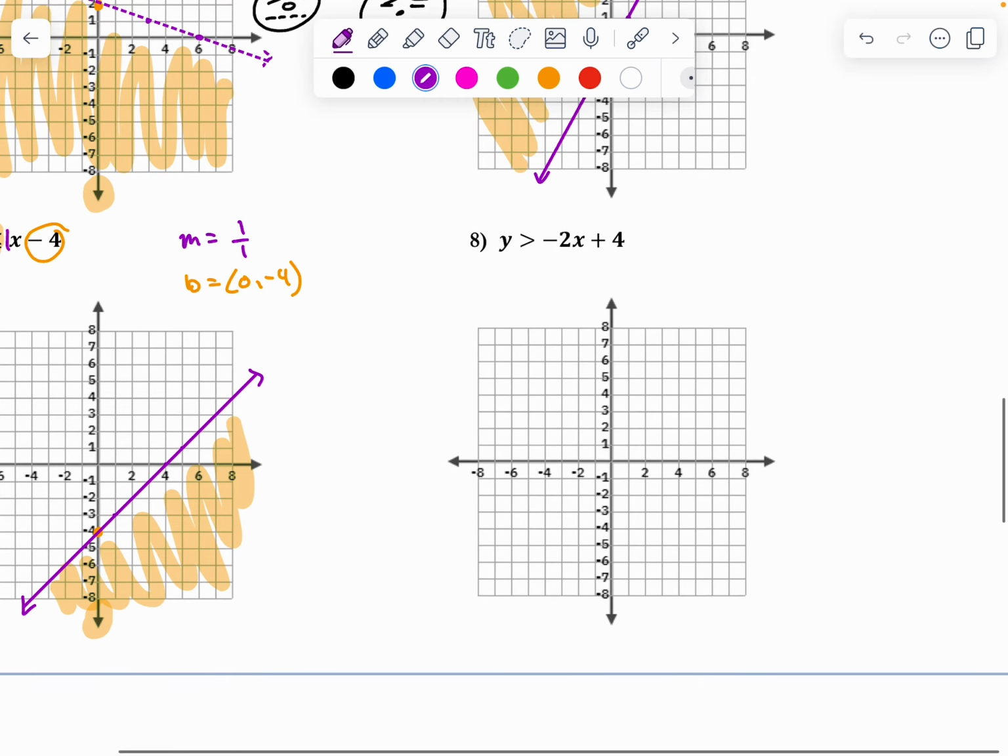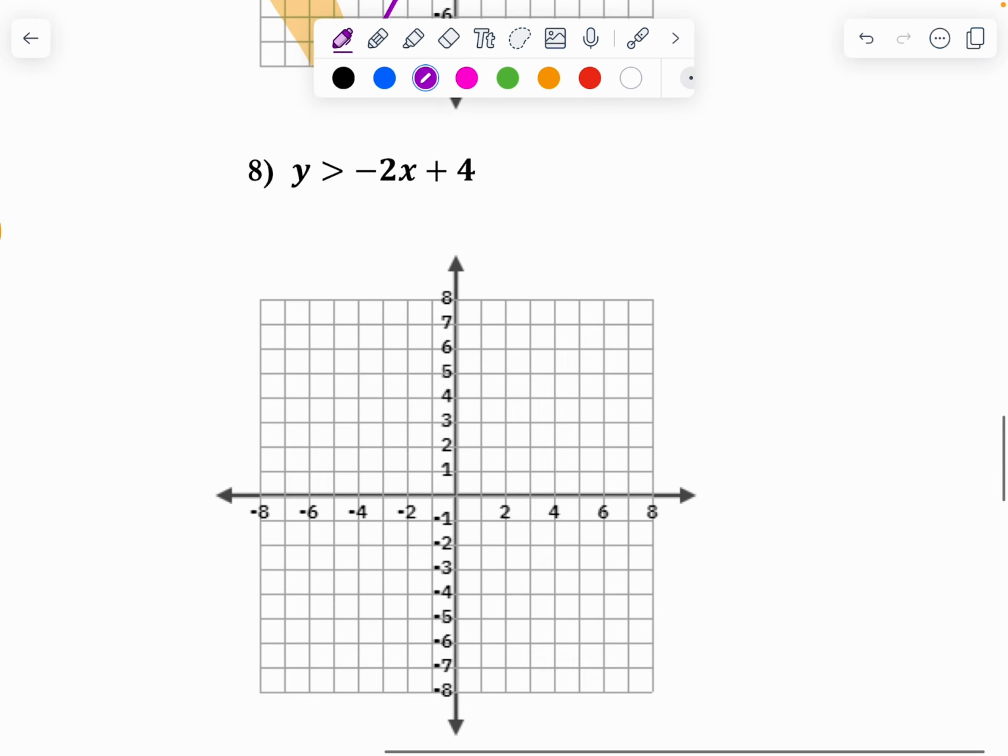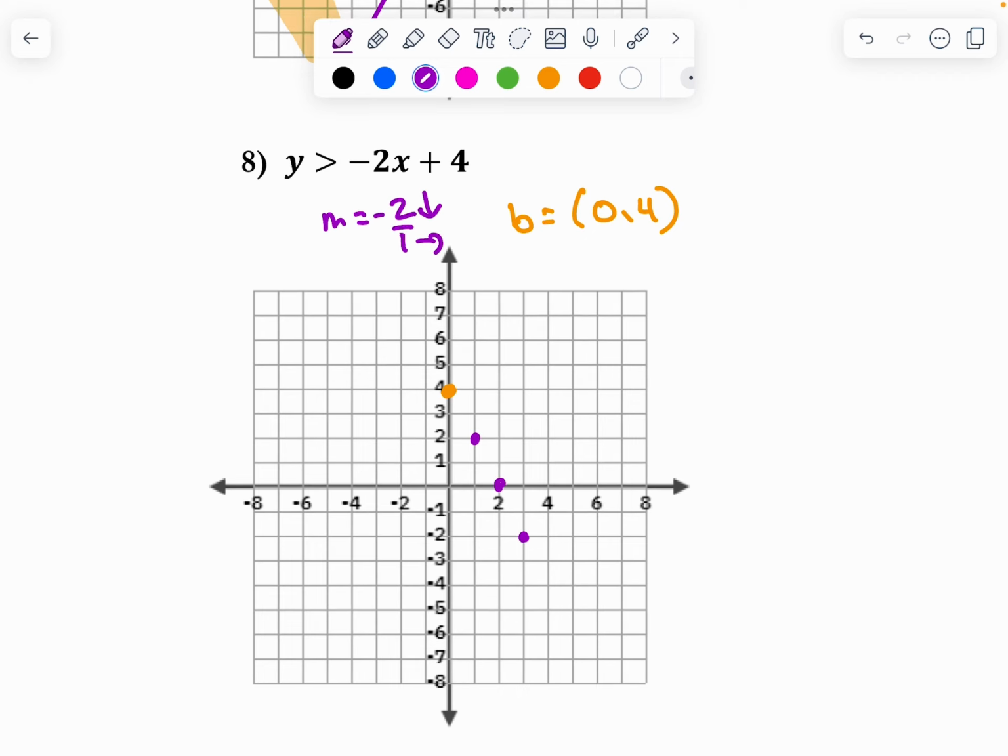One more. Let's do it. We are almost there. And then you guys can do your worksheet and then your Delta Math. So, all right. M is -2 over 1. B is 0, 4. We're going to go right here. We're going to go down and to the right, right? Negative means down. We always go to the right. We've been doing this for a couple weeks now. I'm going to go the other direction too because I am a perfectionist.